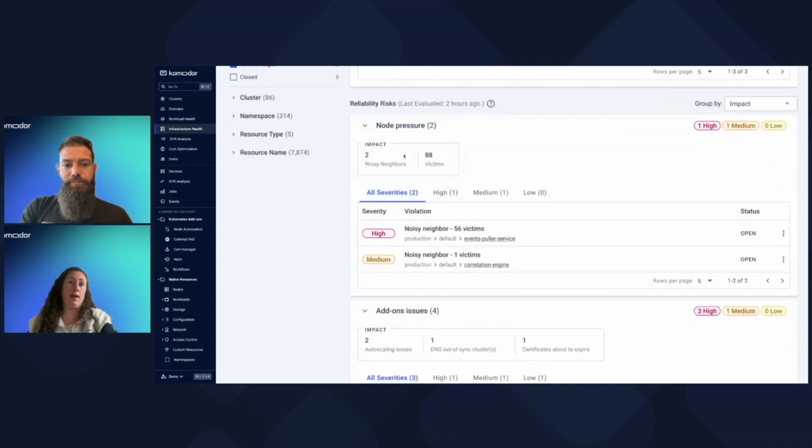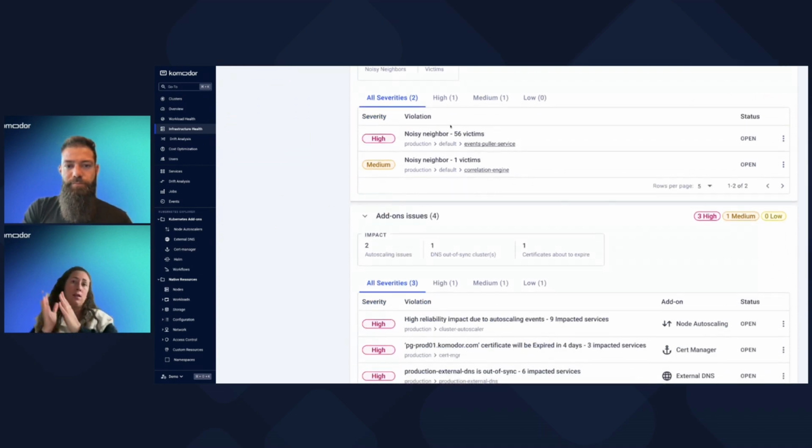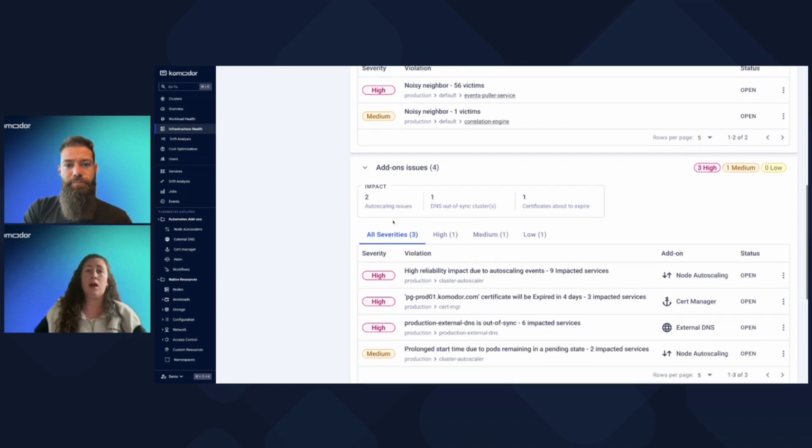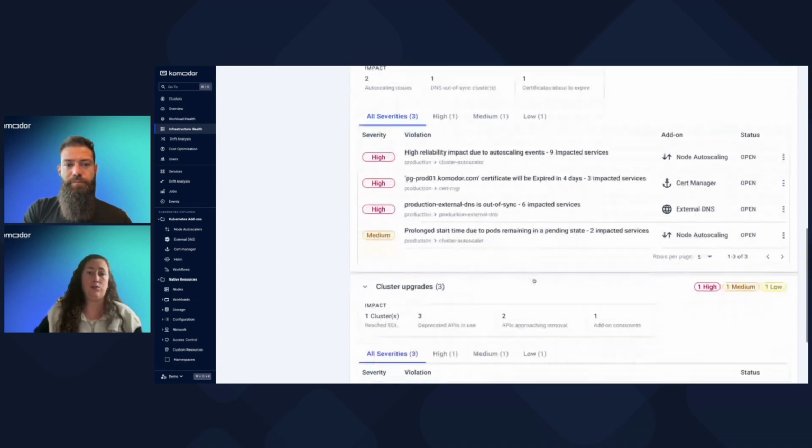You have node pressure reliability risks that show you noisy neighbor incidents that basically cause different pods or different services to be affected by someone who is performing as a noisy neighbor. And you also have the add-ons issues, so things like certificate expirations, etc.